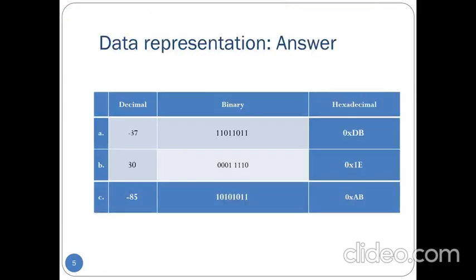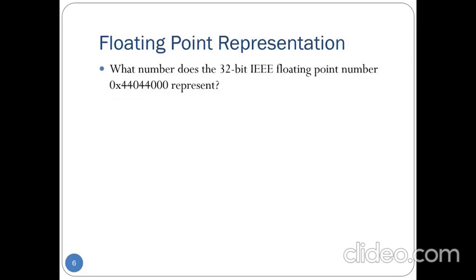The answers are also summarized over here. So this is the answer for the first part, this for the second one, this for the third one. So the next problem is asking us to translate this IEEE floating point number into a decimal number. So the first step here should be to translate this given number into binary.